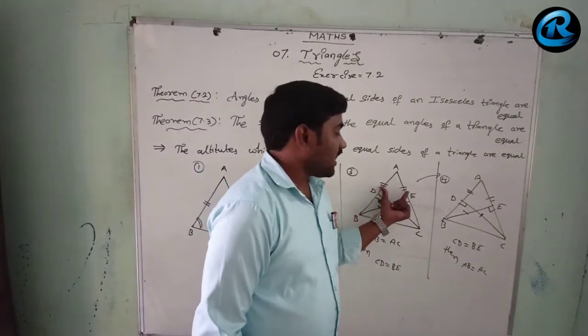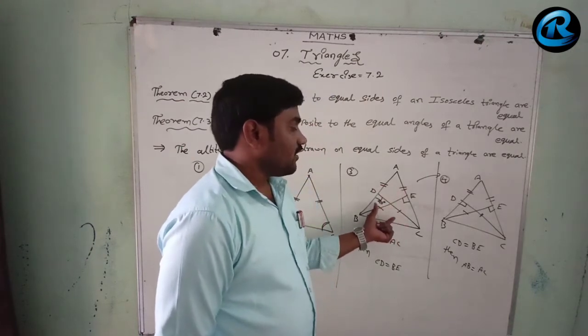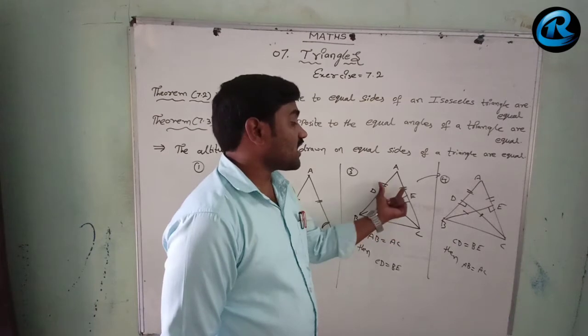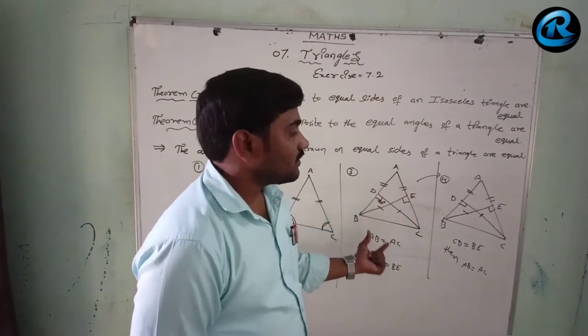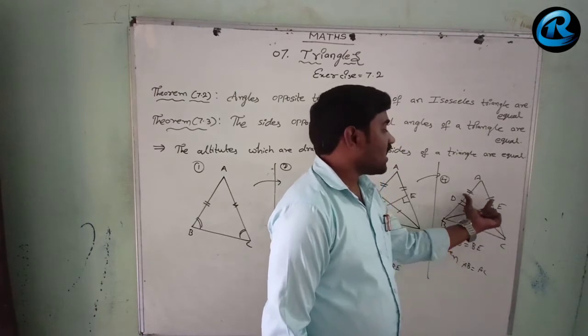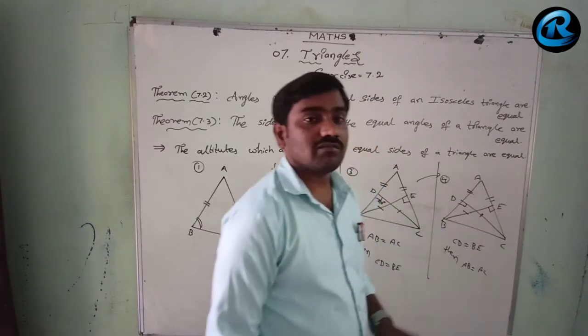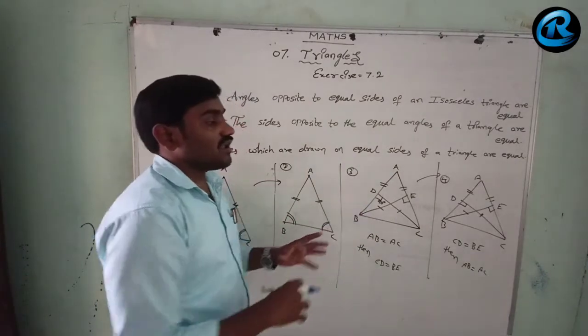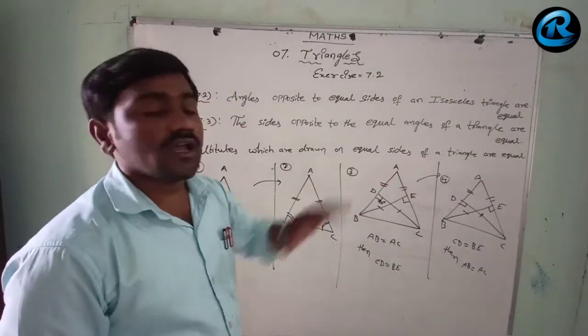So the altitudes which we have drawn on equal sides are also equal. The altitudes which are drawn on equal sides are equal. Okay. The sides on which we have drawn equal altitudes are equal.